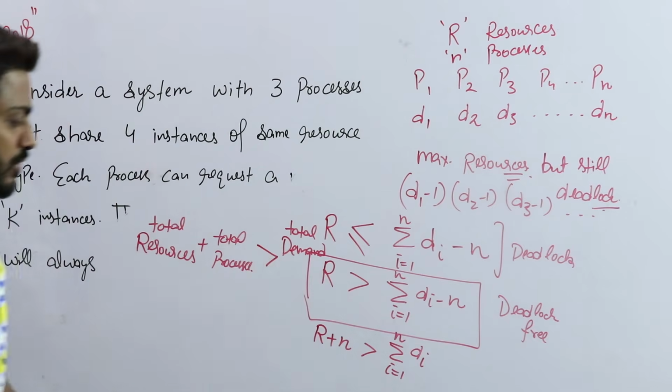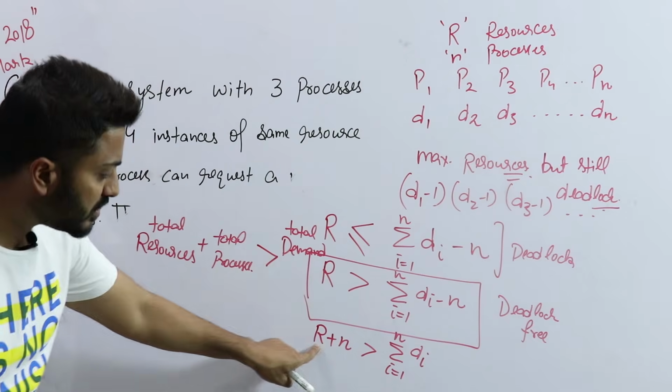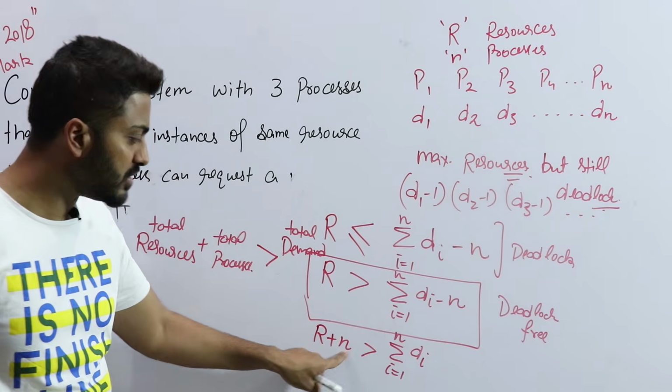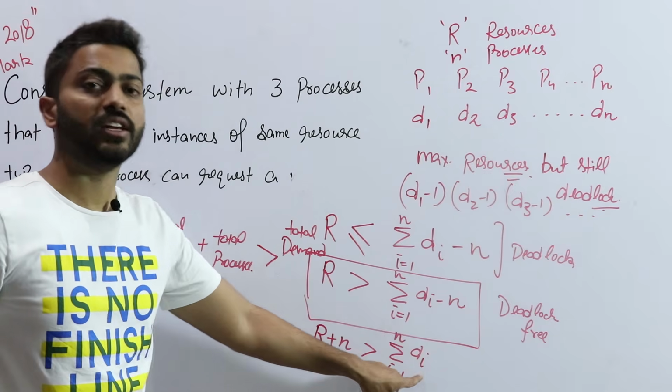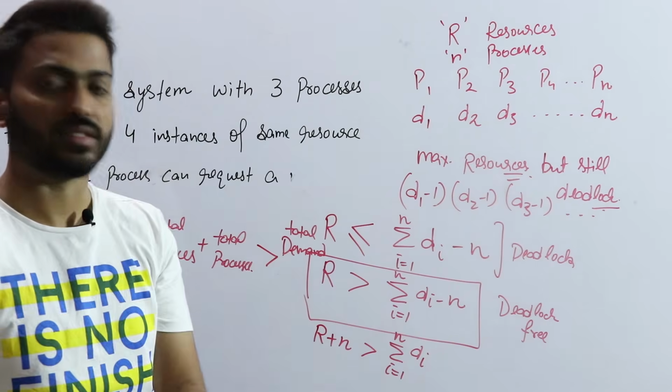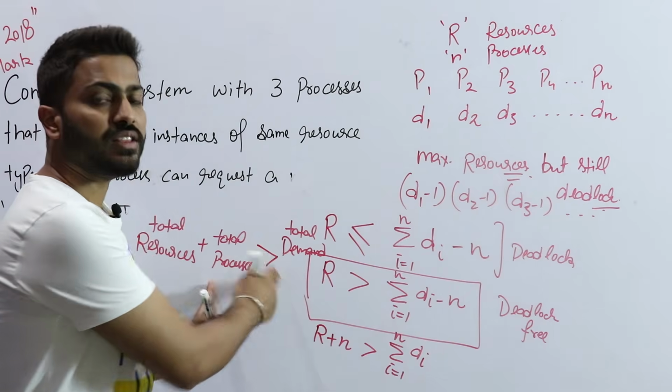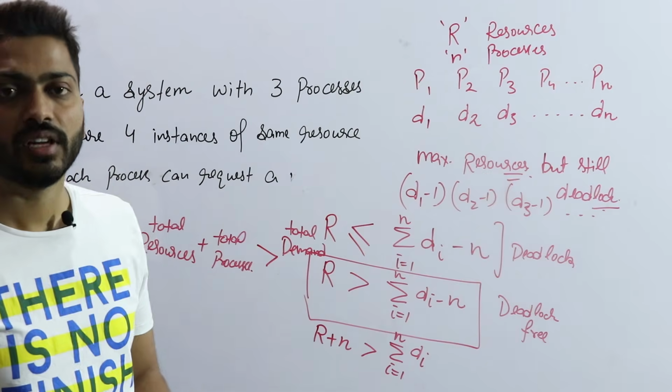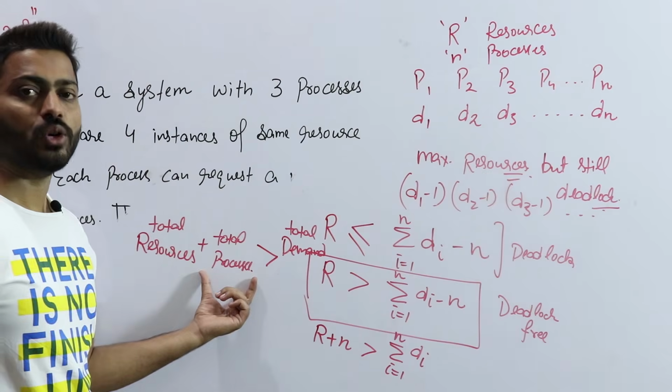This is the meaning of this. So the total number of resources plus the total number of processes in the system should be greater than the total demand. Total demand means the demand of all the processes. If I provide this, then there will be no deadlock. In this situation there will be no deadlock.